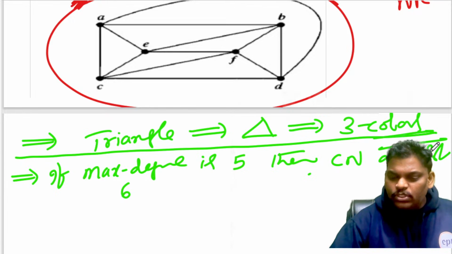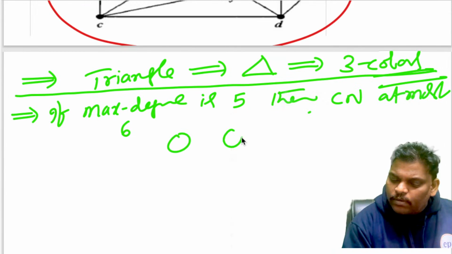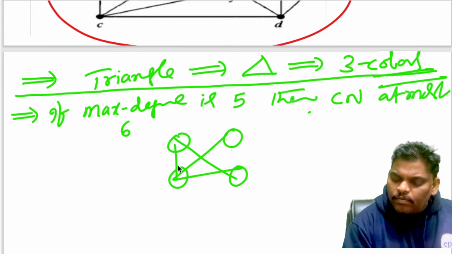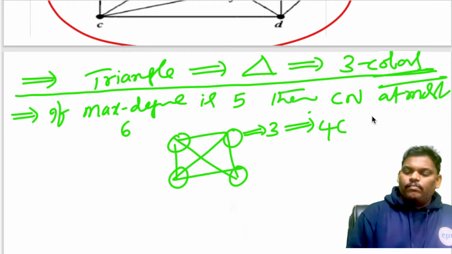If anyone has a small doubt, can you see this one? Four vertices are there, a complete graph. A four-vertex complete graph. Maximum degree 3. Four colors required. Complete graph.